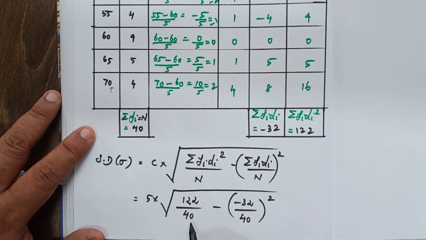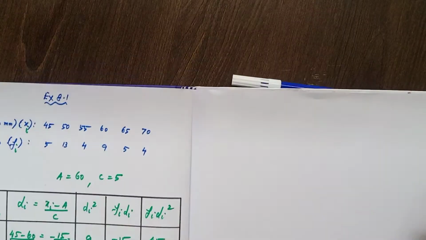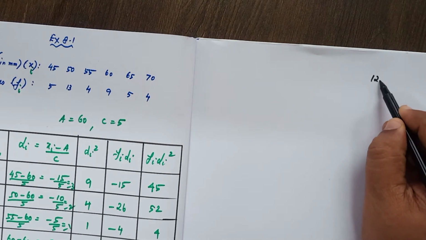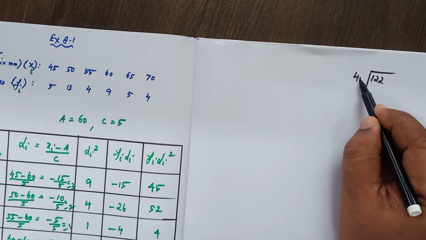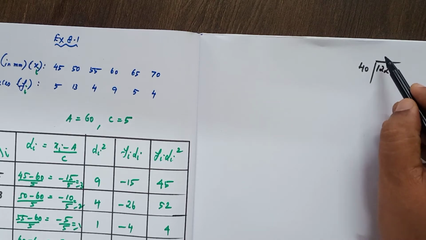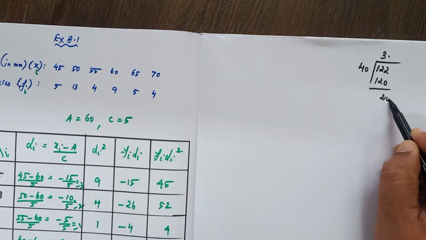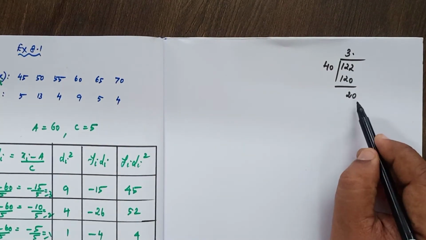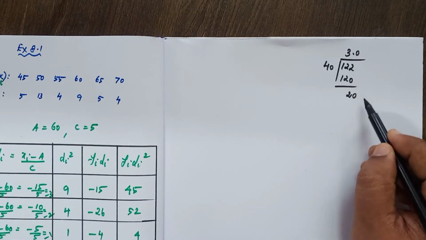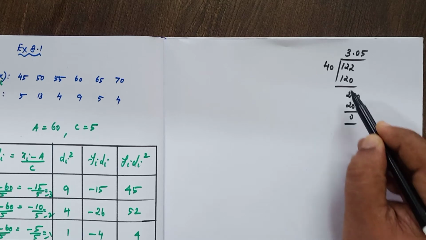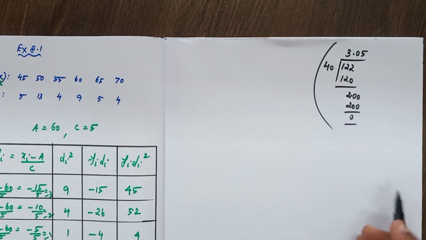Now 122 divided by 40 equals, I do the calculation. 122 divided by 40. 3 times 120, balance 2. Put the decimal point here, 0, no chance of dividing, so 20 and 40, have to put 0. How many times? 5 times 200, remainder 0. Like that, 32 divided by 40. Next one, 32 divided by 40.